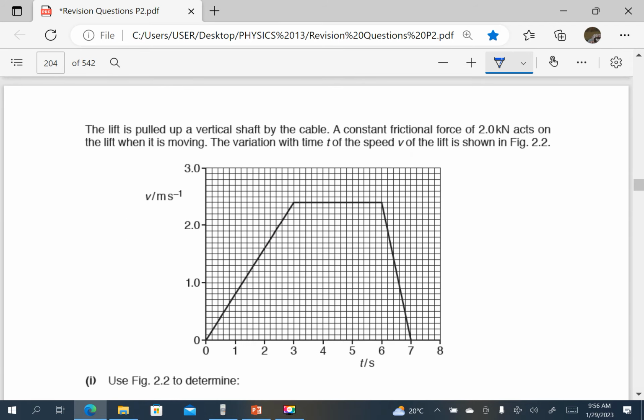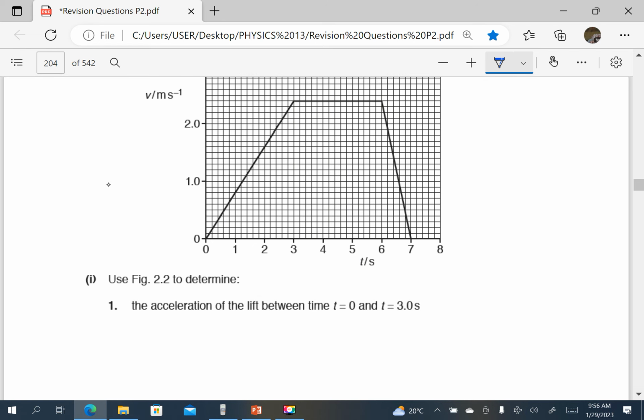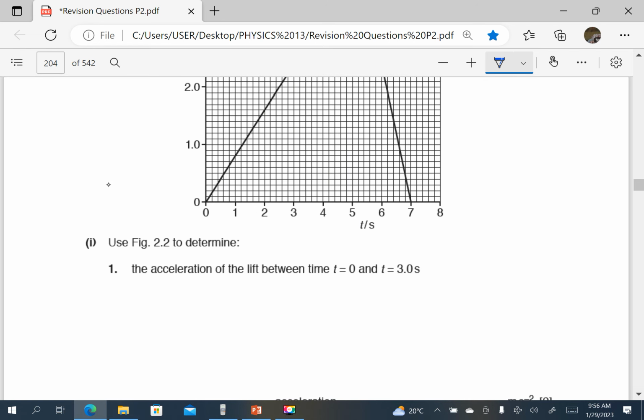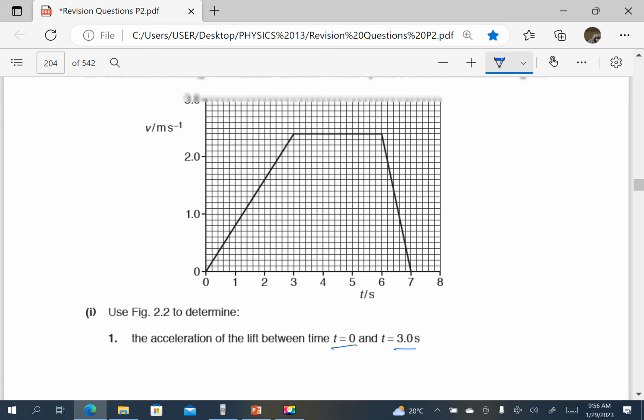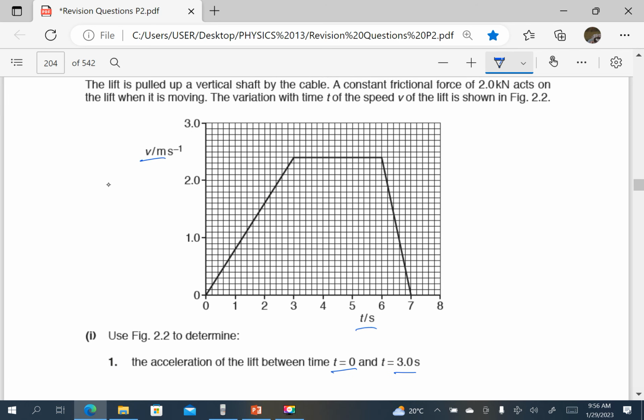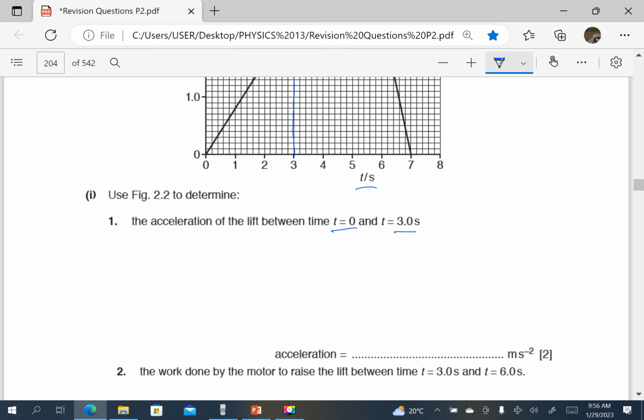The variation with the time t of the speed v of the lift is shown in the figure. Use the figure to determine the acceleration of the lift between t equals 0 and t equals 3 seconds. This is velocity against time. The acceleration is the gradient. You just find the gradient of that straight line. So acceleration is equal to the gradient, which is the change in velocity over time.